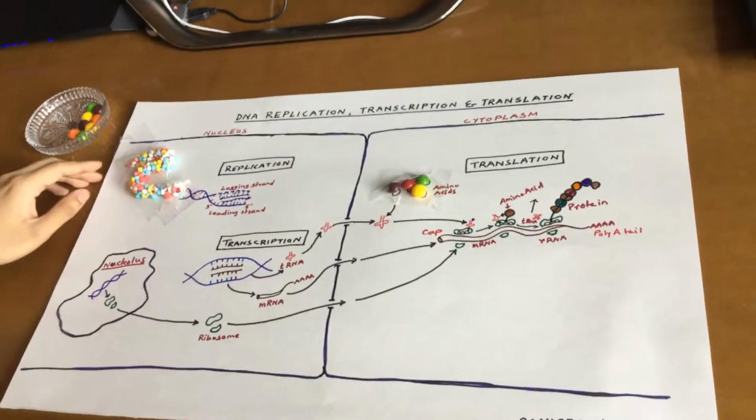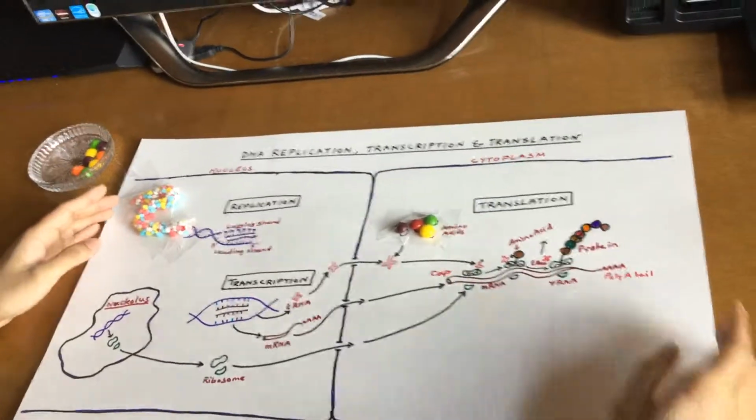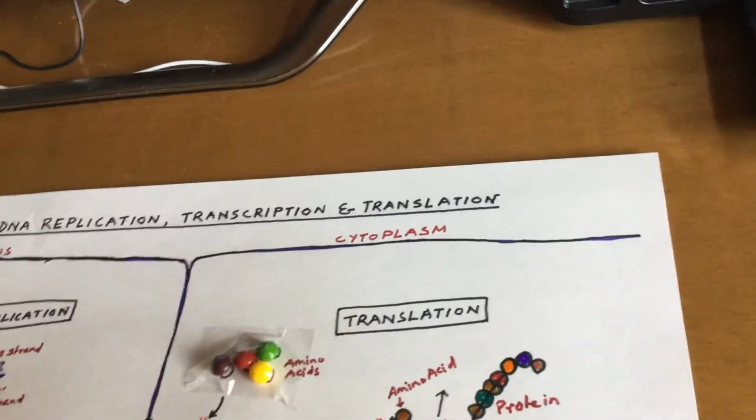Today I will be explaining the process of DNA replication, transcription, and translation. First, I made a poster board explaining the processes. Here's the nucleus, and here's the cytoplasm of a cell.